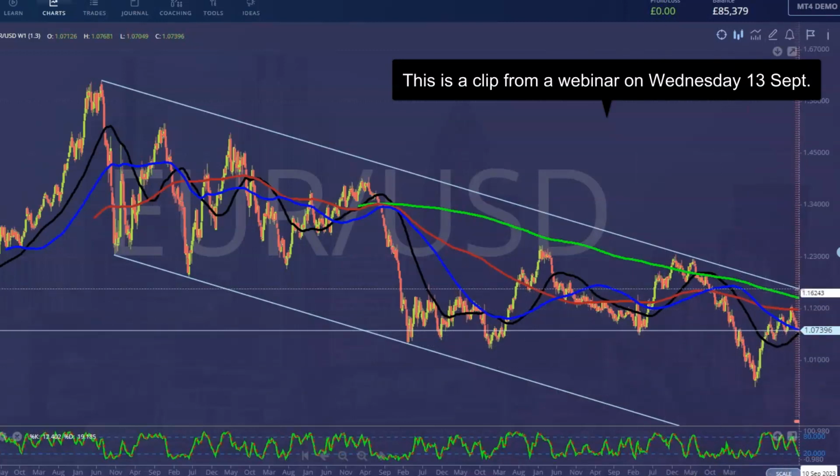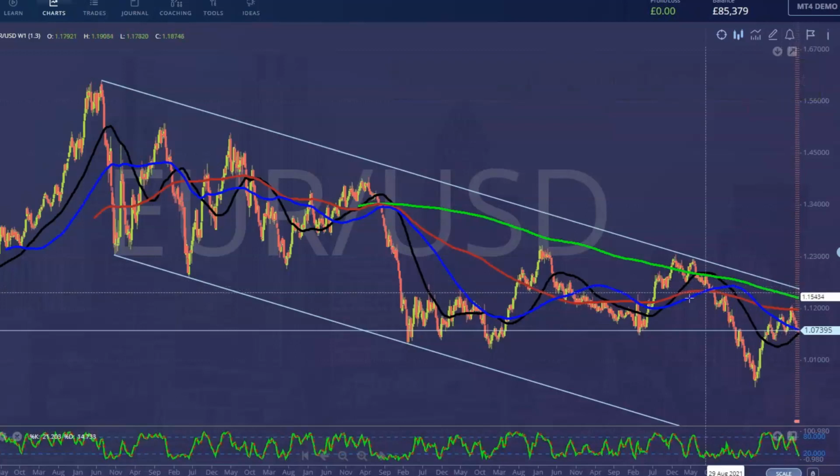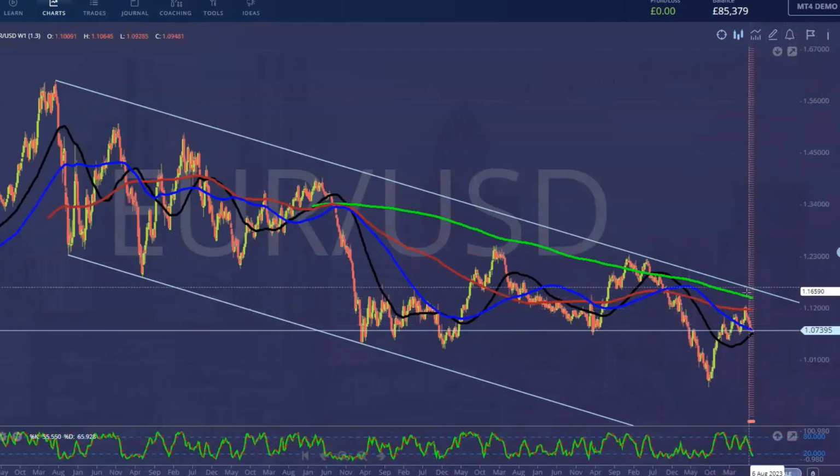If, for example, Euro US dollar got up to around the 116 area, which is the upper trend line, which is also coinciding with the green, not far off anyway, the green, which is the 500-week moving average. For me, I can immediately see that this would be a good sell area. I would definitely be trying a short position if we got up there.